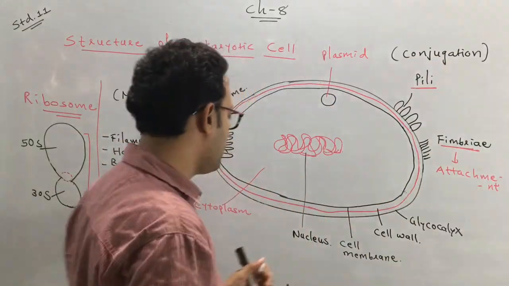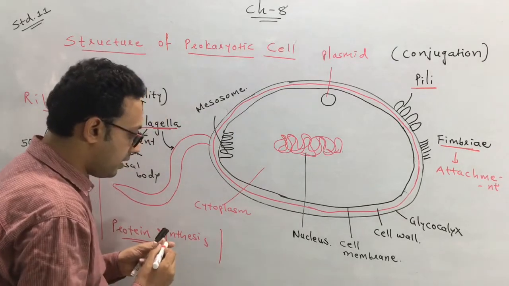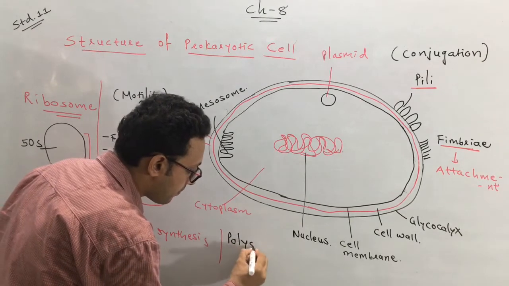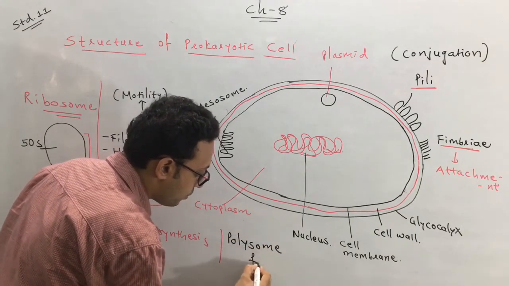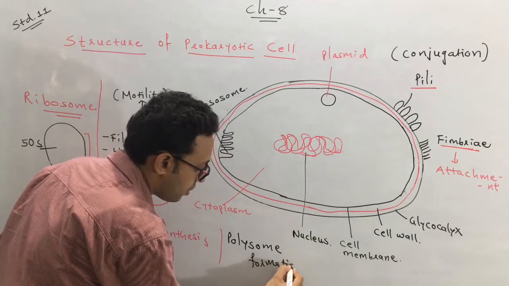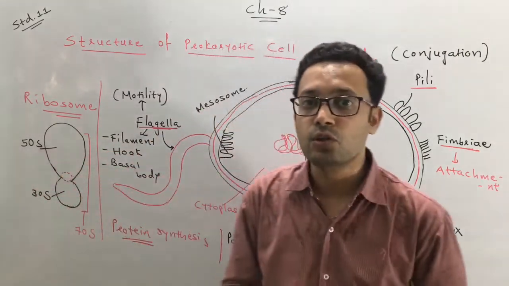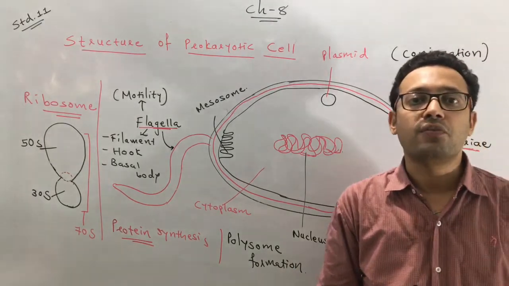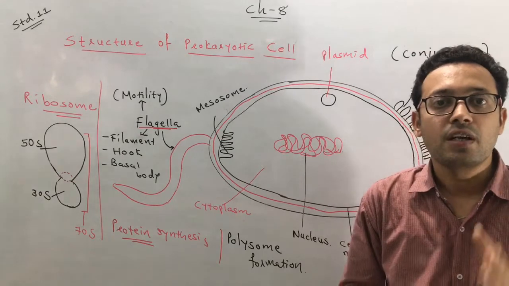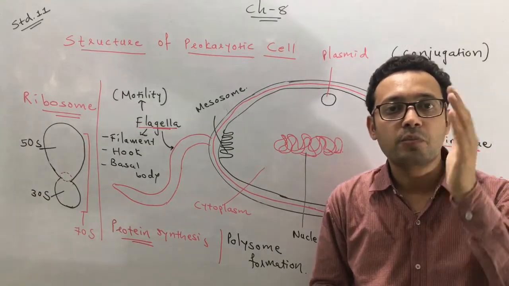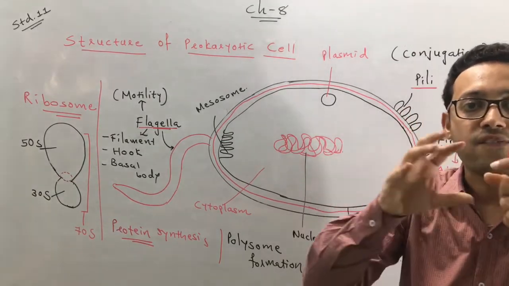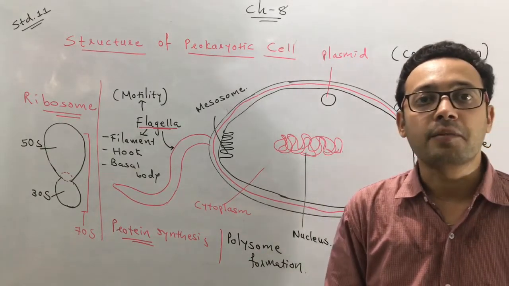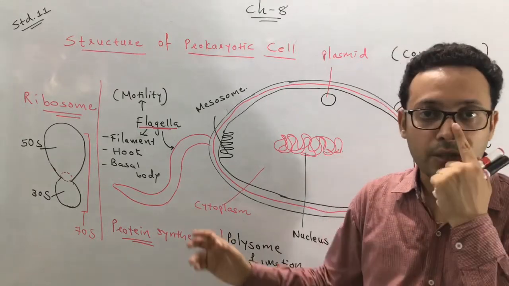The formation of this kind of condition is called polysome formation, or polyribosome formation. So what is polysome formation? When many ribosomes attach to a single mRNA and form a chain-like structure, that's called polysome or polyribosome formation. So that is about the ribosome.